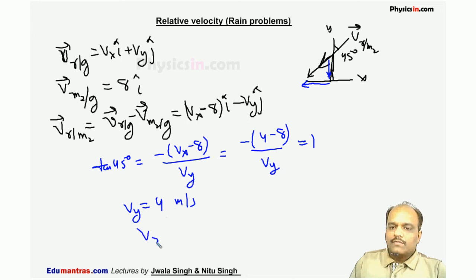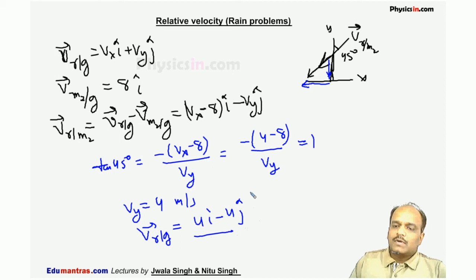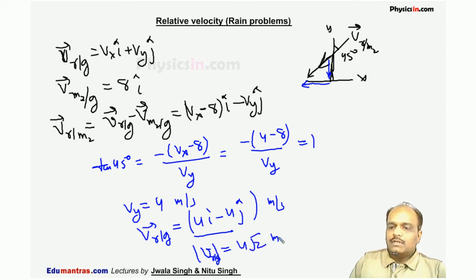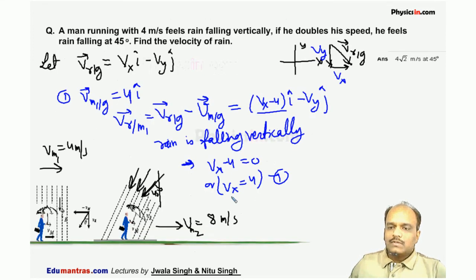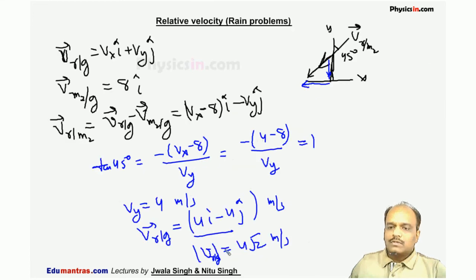So velocity of rain with respect to ground is 4 i cap minus 4 j cap. This is the velocity of the rain with respect to ground in meter per second, or well, speed of rain with respect to ground is 4 root 2 meter per second. Here we have calculated Vx is equal to 4 and now we know Vy is also equal to 4. So the velocity of rain with respect to ground is 4 i cap minus 4 j cap and the speed is 4 root 2.